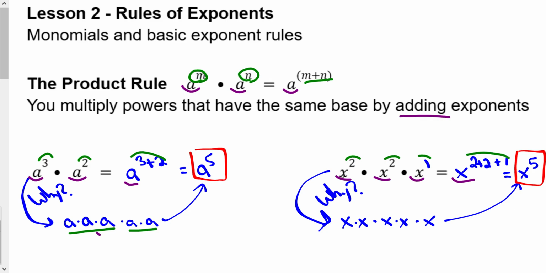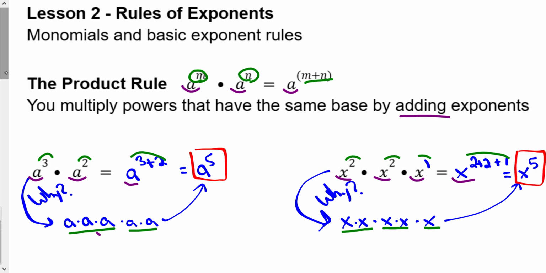Or if you wanted to know why, the first x to the second gets us 2 x's. The second x to the second power gets us 2 x's multiplying. And the third x that has no exponent is still sitting right there as 1. So can you see we have 5 x's that are all multiplying each other? That's why we call it x to the 5th.